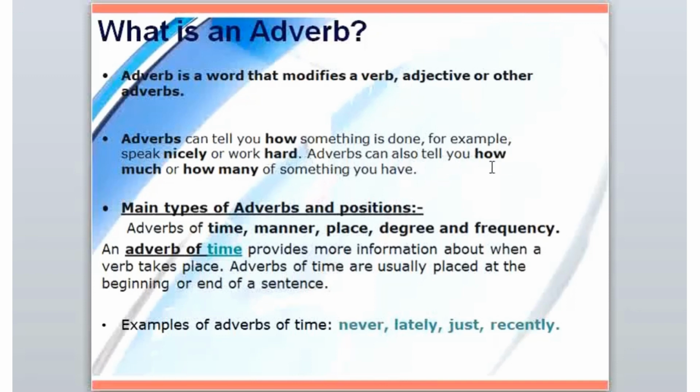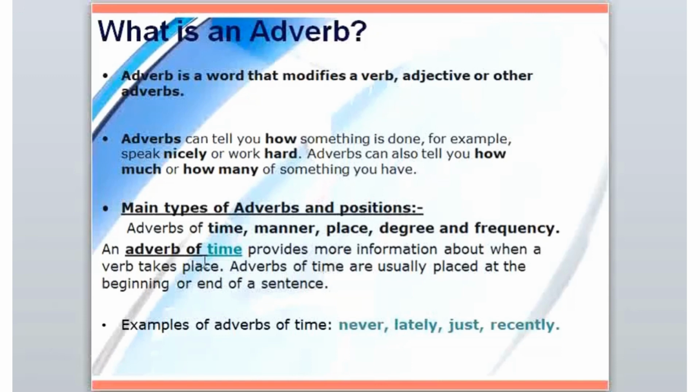Adverbs can also tell you how much or how many of something you have. Basically, these are the intensifiers. They tell you about the intensity of something. Now, let's quickly go through the main types of adverbs and their position in the sentence, how they are used in a sentence. Okay, let's focus. We will be focusing on the main kinds of adverbs. The first main kinds are 5: adverbs of time, manner, place, degree, and frequency.